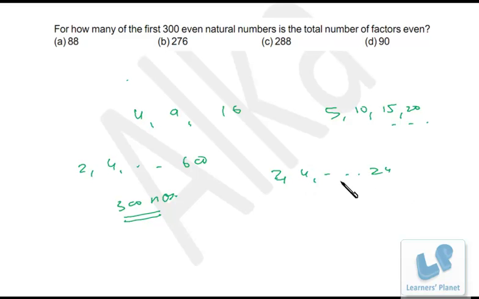So up to 24. So in all there are 12 numbers, right, which are perfect squares below 600 and they are even, right? So out of 300 we need to deduct these 12 numbers. So the remaining 288 numbers will be having the total number of factors as even, and these 12 numbers will be having the total number of factors as odd numbers. Squares of these, right? That is 4, 16, then 36 similarly, right? So in all 288. Important concept, friends, you should keep that in your mind.